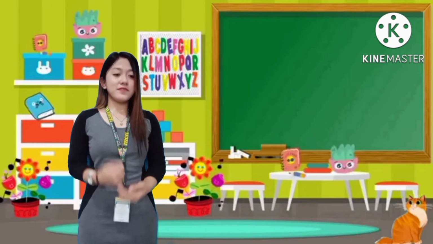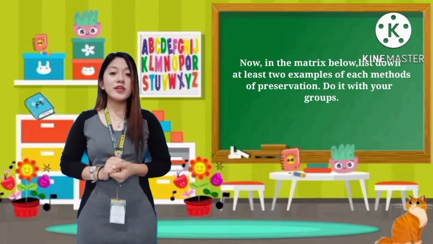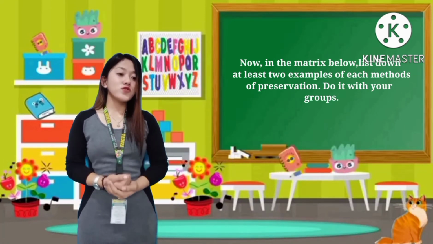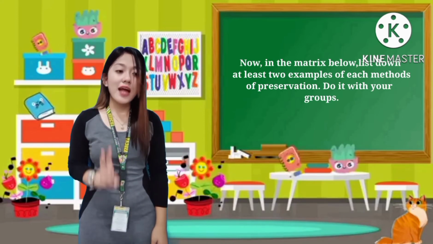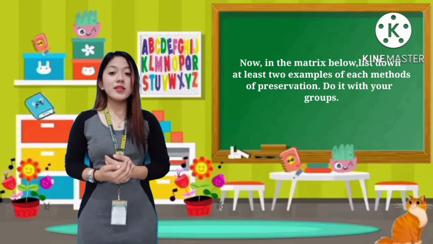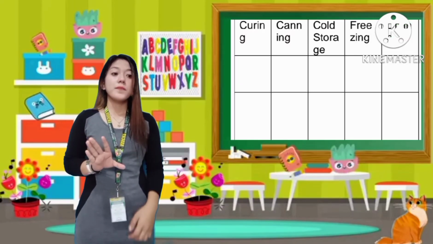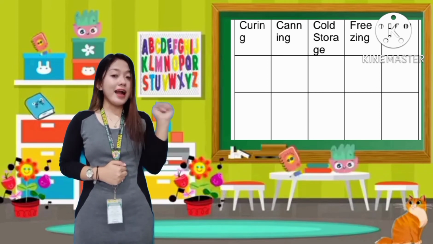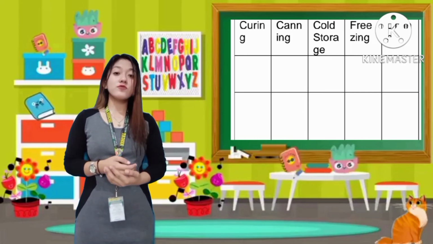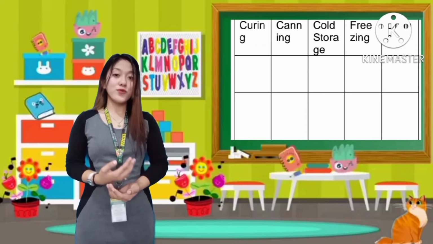So for our group activity, I will group you into 5 groups. All you have to do is list down at least 2 examples of each method of food preservation. We have here in the chart 5 tables: curing, canning, cold storage, freezing, and drying. All you have to do is give at least 2 examples of each method of preservation on food.